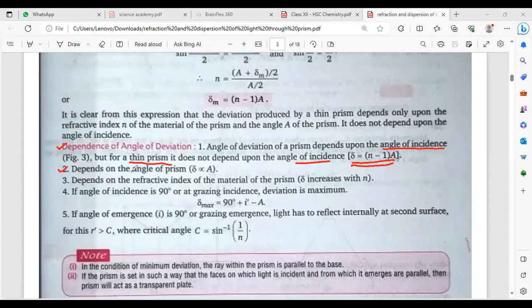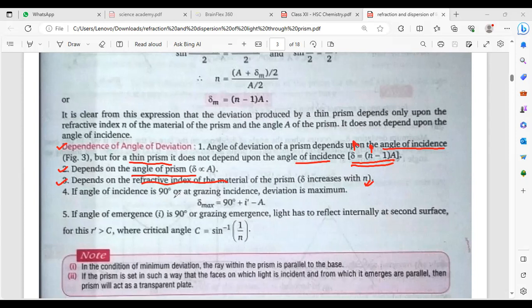Yeah, it always depends on angle of prism. Third, depends on refractive index of the material. Yes, it will always depend on refractive index of the material. In fact, delta increases with refractive index of the material. ये जितना बड़ा होगा उतना ज़्यादा delta होगा.